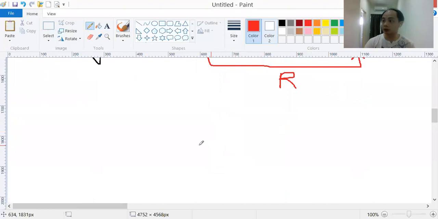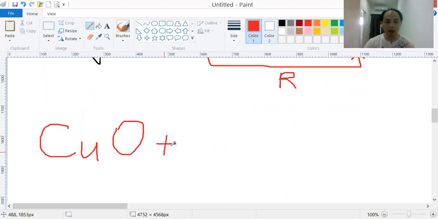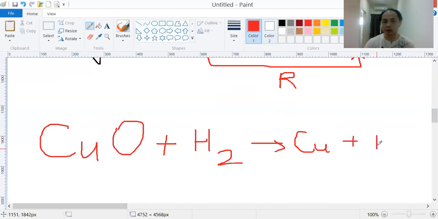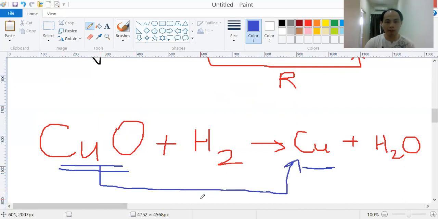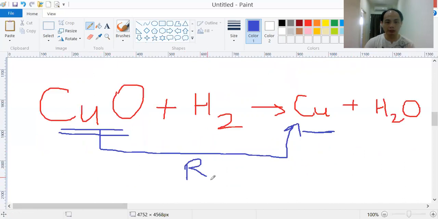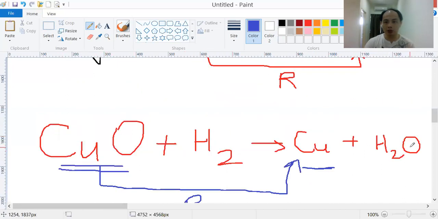Another example. CuO plus H2. Copper oxide plus hydrogen produces copper plus water. This one is very obvious. Copper oxide becomes copper. We discussed last time, this one is surely reduction because oxygen is lost. And H2 becomes H2O, gaining oxygen. So this one is oxidation.